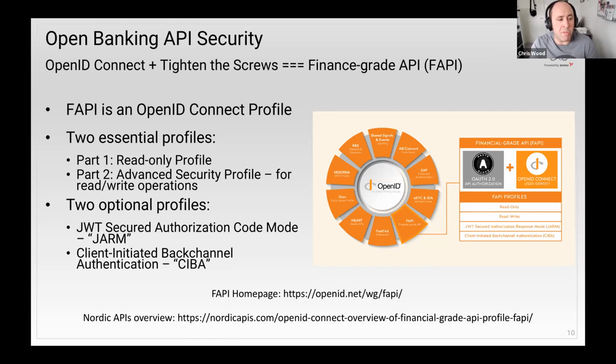The optional profile number 1 is the JWT-secured authorization response mode, or JARM, which is an upgrade to OAuth, so that the authorization code is actually protected by a signed JSON web token. So this is intended to stop replay attacks, and make sure that there's no injection of an authorization code as this is passed between the authorization server and the token endpoint.